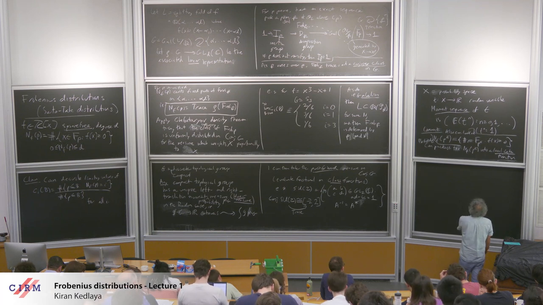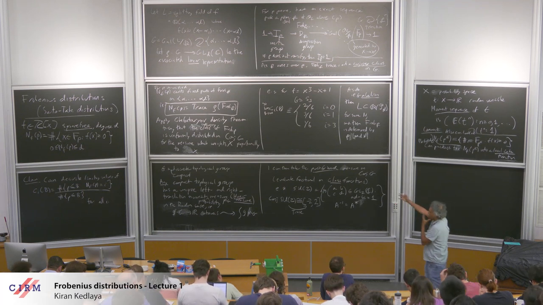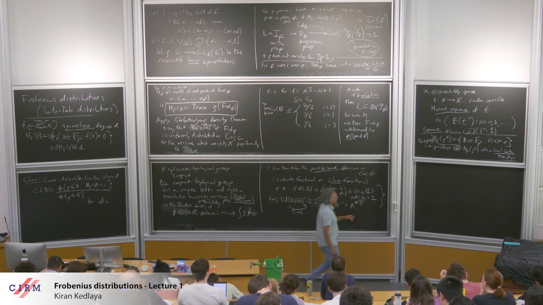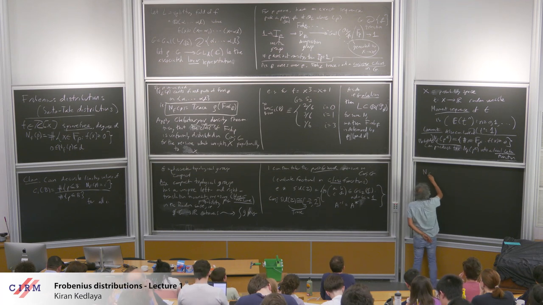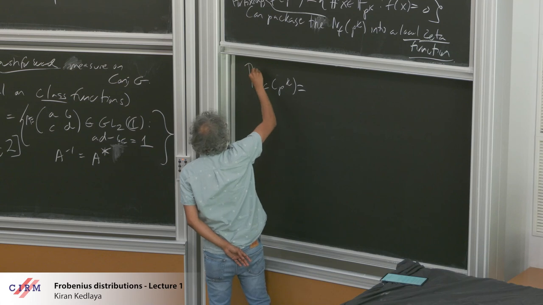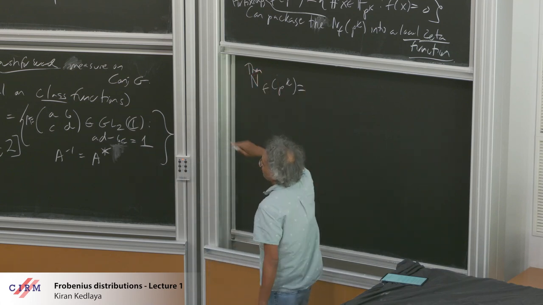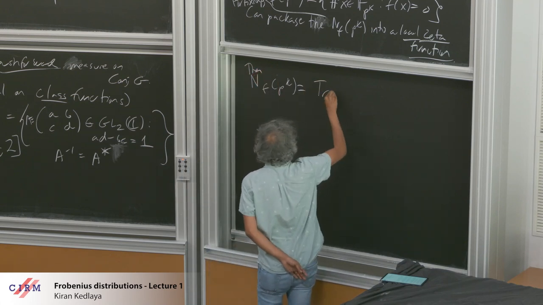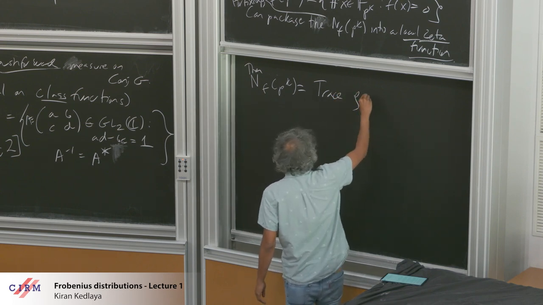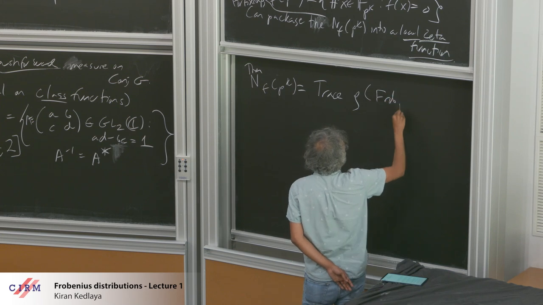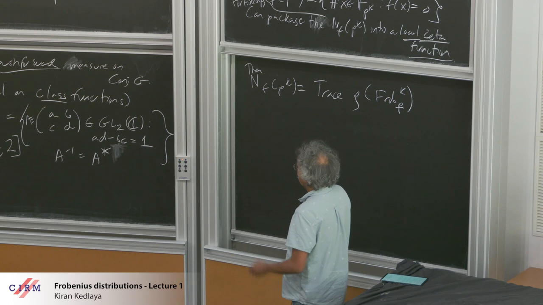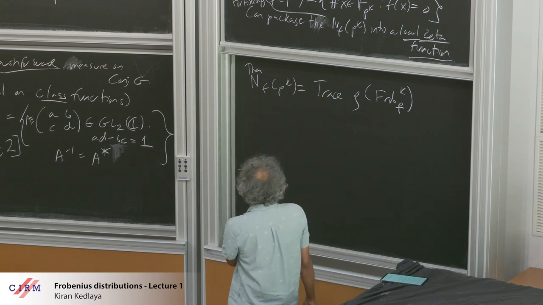I mean, this sort of picks up more information, and you can kind of imagine what's going to happen, right? The way you're able to say something about this is that you do the analogous thing, except now I want to count fixed points not of Frobenius, but of its kth power. So I take Frob_p, take its kth power, push that through the representation and take the trace of that.